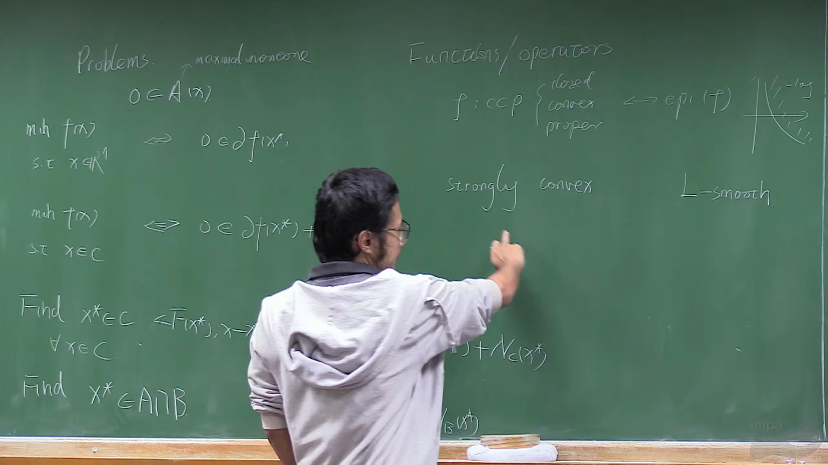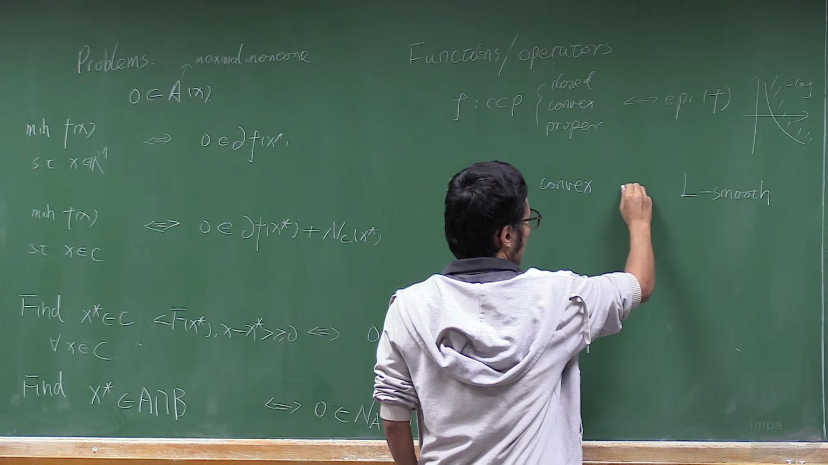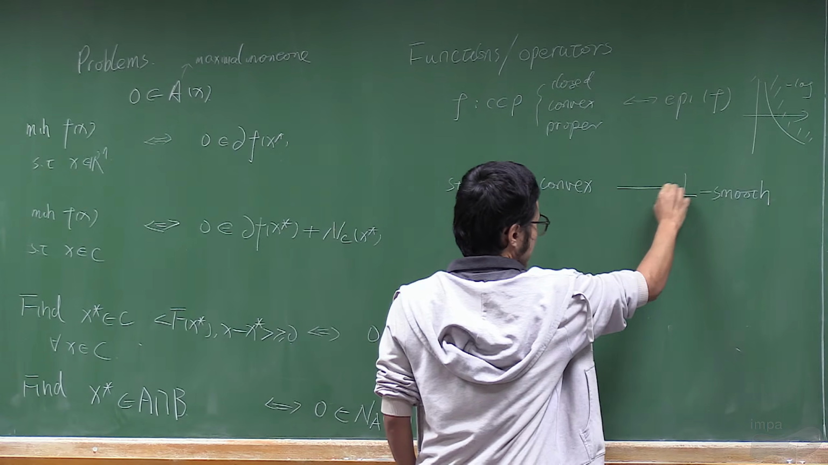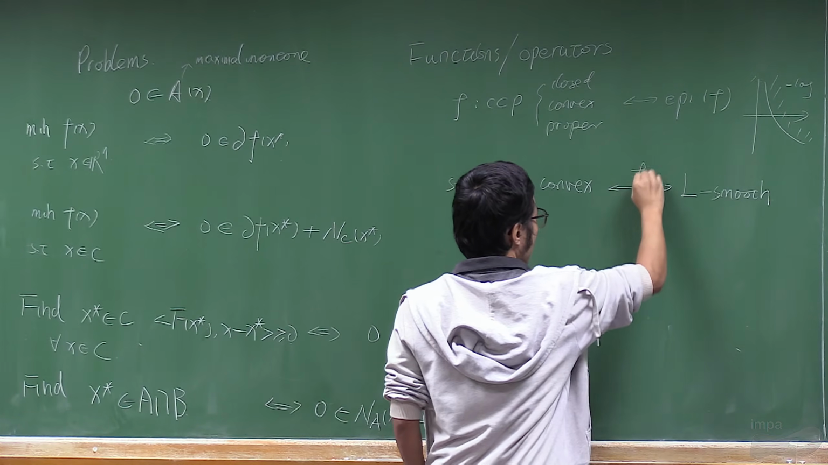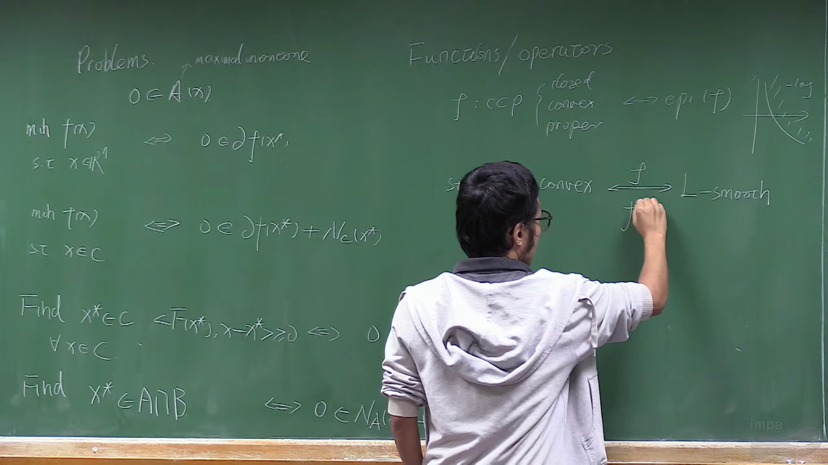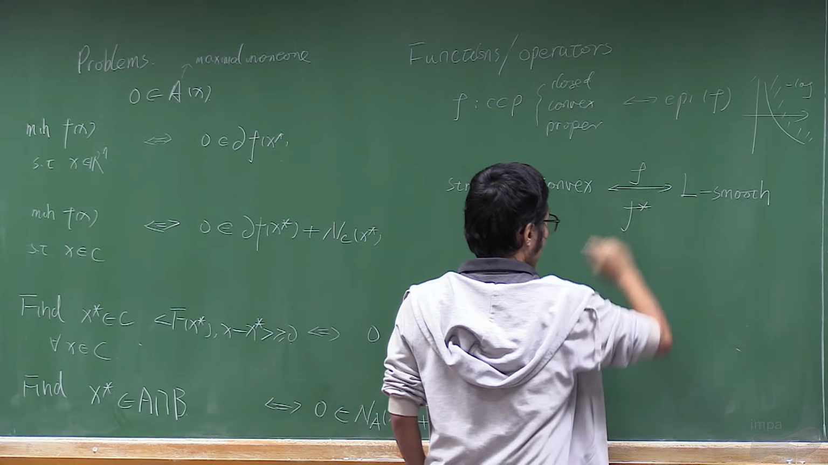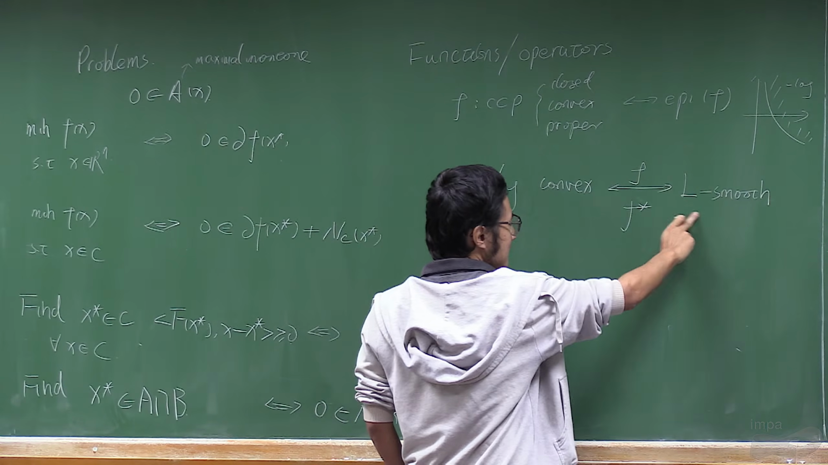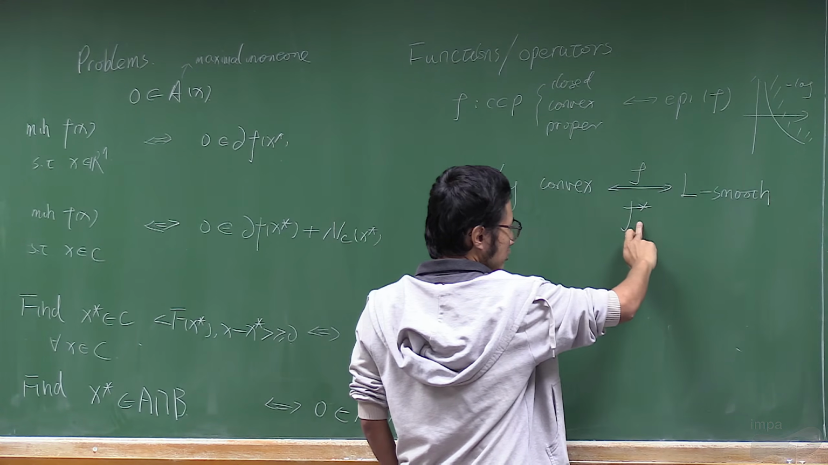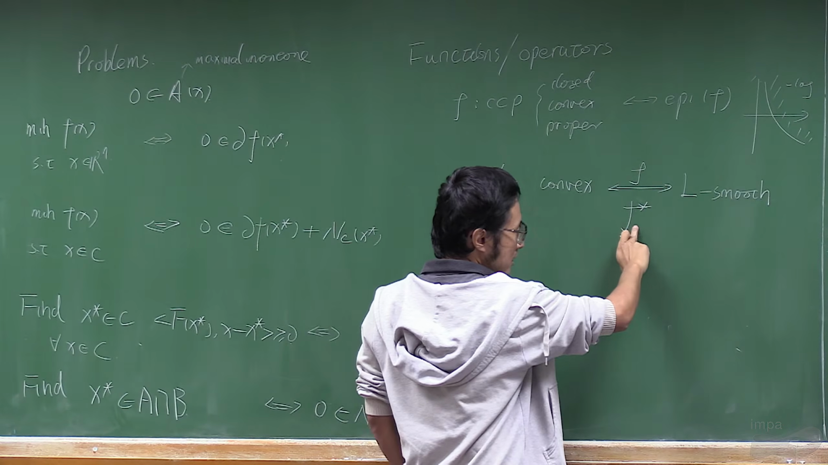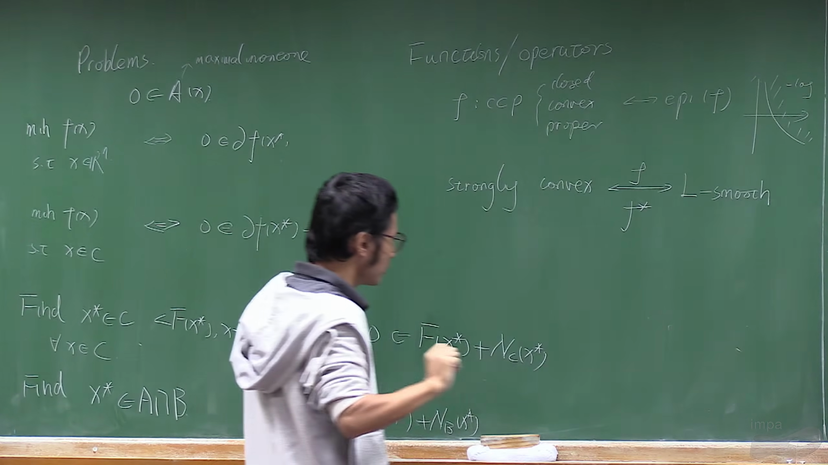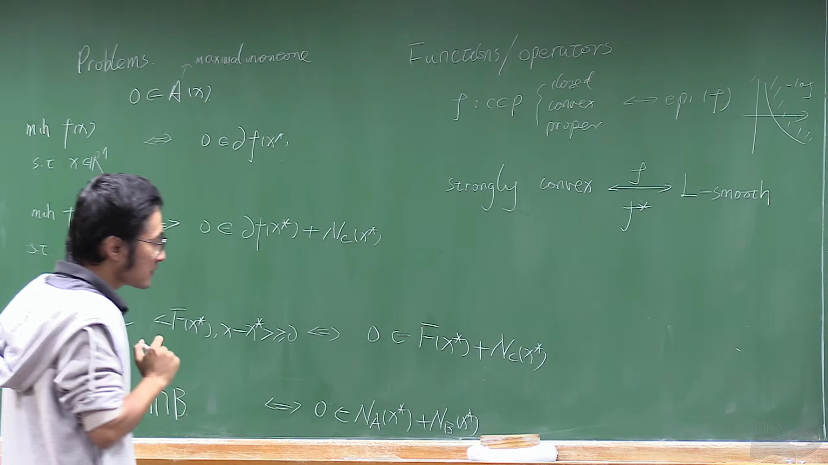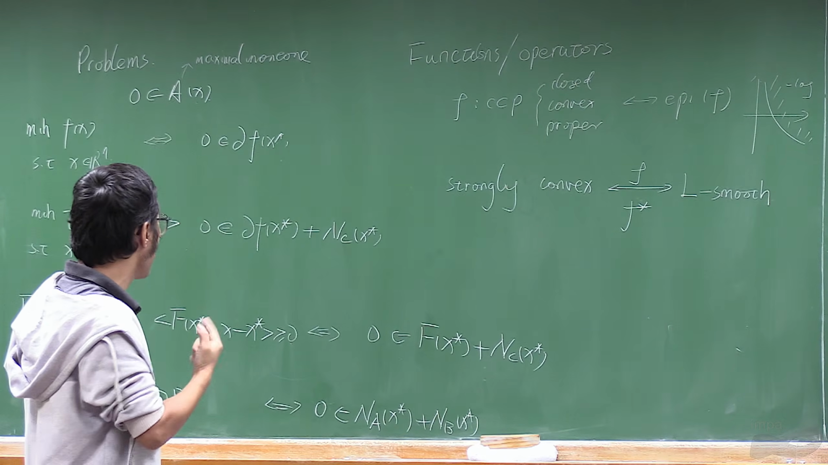These two properties are dual properties with respect to the function f and its conjugate function. If f is strongly convex, then it is equivalent to say the conjugate function f star is L-smooth. So this is the first property we talked about for the functions.